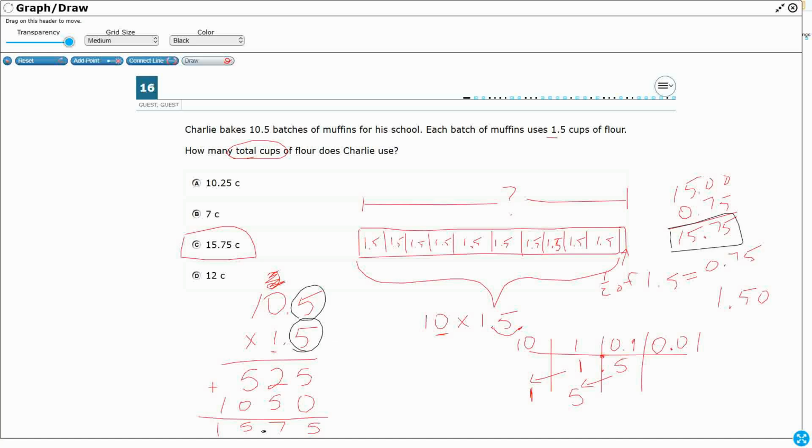We could also estimate, right? 10.5 times 1.5. And so we can take the full 10.5, and then about half of 10.5 is going to be about 5. So it's going to be about 15.5. And this is the closest one that's anywhere near it. So our answer here is C.